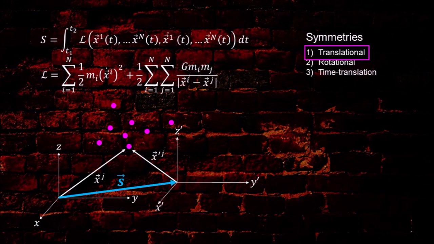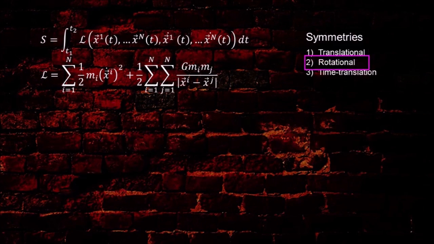To see this, notice that by shifting our coordinate system by some vector s, the system variables x prime can be expressed in terms of the old coordinates x as x minus s. And since the derivative of a constant is zero, x dot will be equal to x prime dot. Also, because the potential energy consists of differences between the position vectors of the particles, it too remains unchanged.